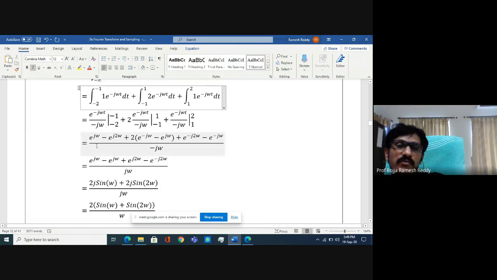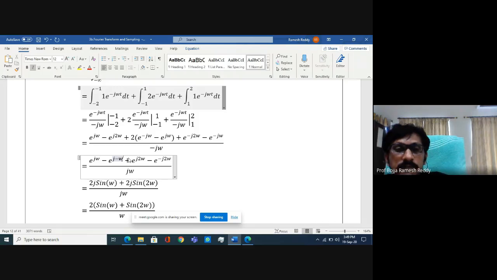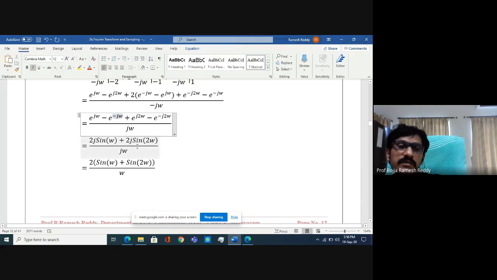Then go for simplification and convert e power j theta minus e power minus j theta, which is equal to 2j sin theta. So e power j omega minus e power minus j omega is equal to 2j sin omega, plus again e power j theta minus e power minus j theta, 2j sin theta. Then take j common, it gets cancelled. This is the remaining part.